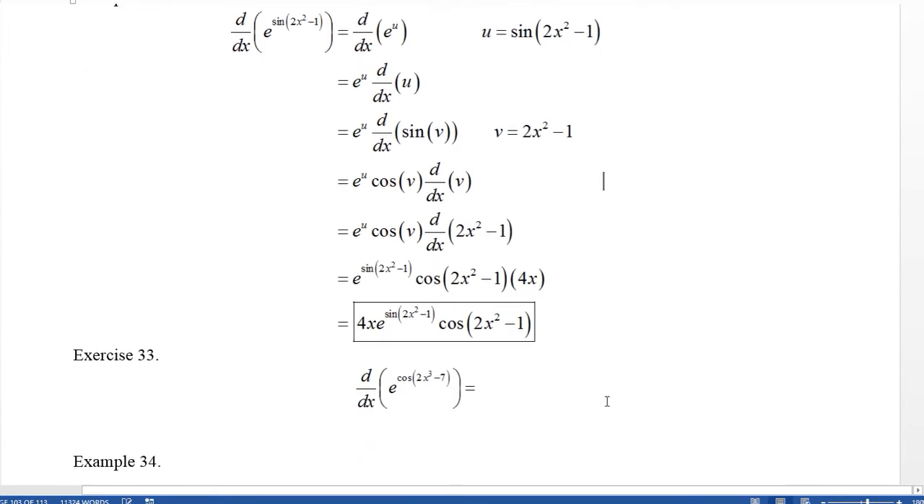Okay, there we go. Alright, here's another one for you to try. Go ahead and work this one out yourself. Press pause now. Okay, let's go ahead and work this one out as well.